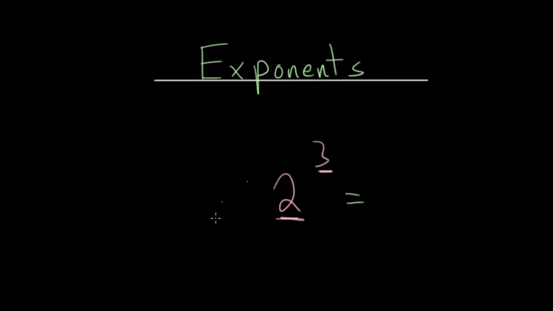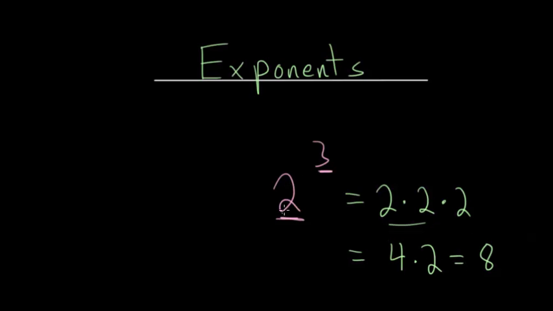Or in other words, if we write this out, this is just 2 multiplied 3 times. So 2 times 2 times 2. And you essentially just do it one step at a time. So we'll do 2 times 2, which is 4. And then we multiply again by 2, and we get 8. So 2 raised to the third power is equal to 8.